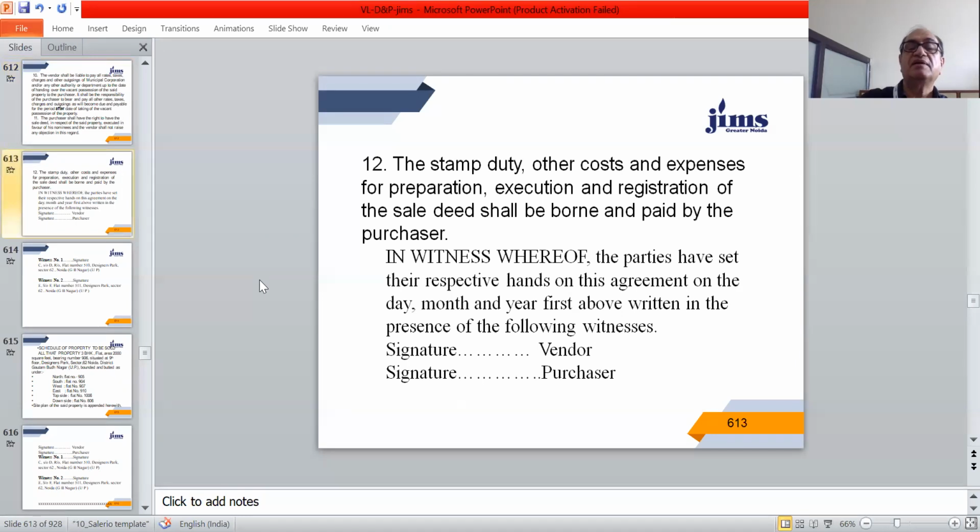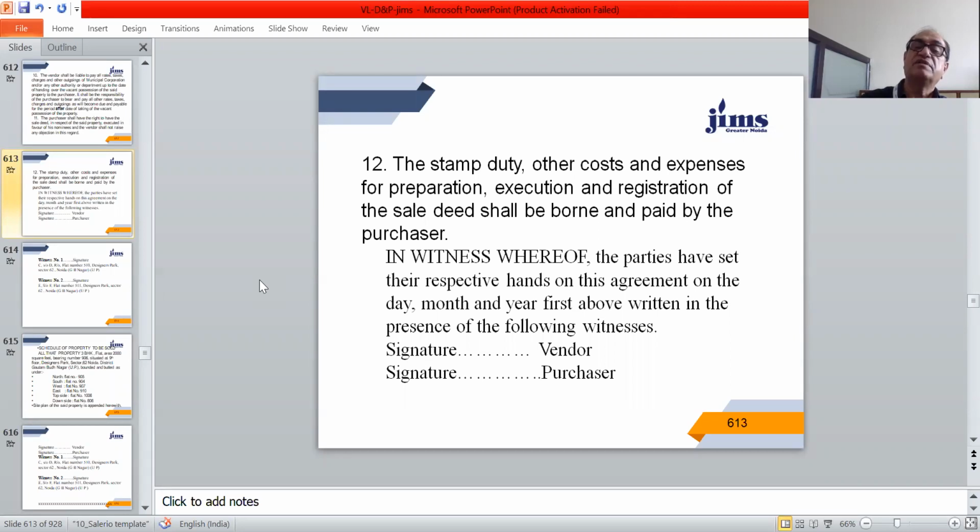Next, para 12. Stamp duty, other costs and expenses for preparation, execution, and registration of the sale deed shall be borne and paid by the purchaser. Dear student, this is a very strong custom in India that stamp duty charges, typing charges, advocate charges, registration charges, all are a charge on the pocket of the purchaser. But this has to be mentioned in the agreement to sell very clearly.